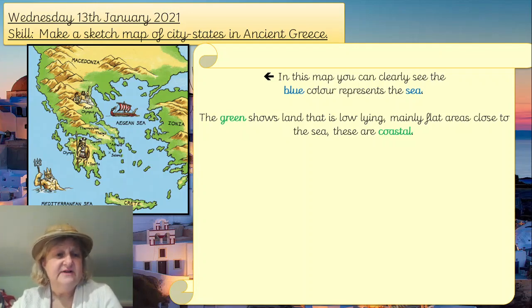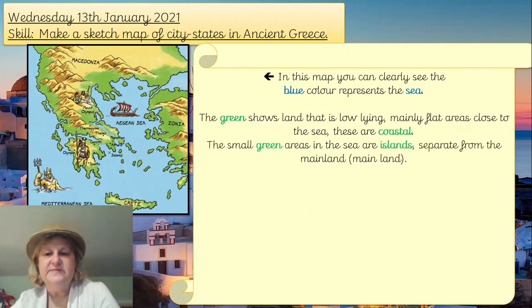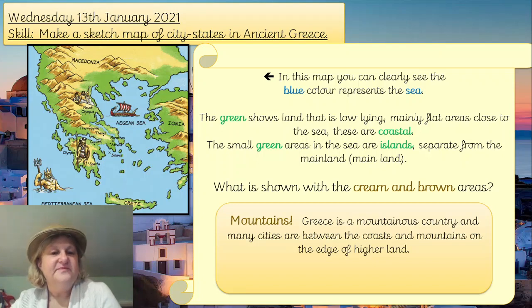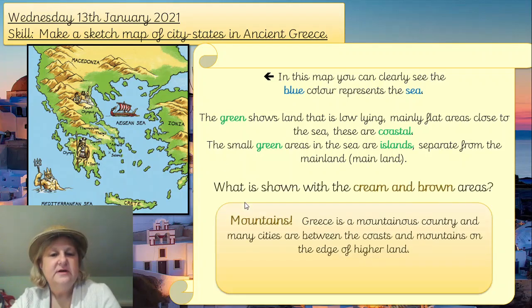These areas around the edge are called coastal areas, and the small green blobs in the middle are the islands here as well. So this green and, oh, I've just given the game away there again. Cheeky Mrs. Ludlow. Oh, it's a shame it came down. What were the green and brown areas on this map?